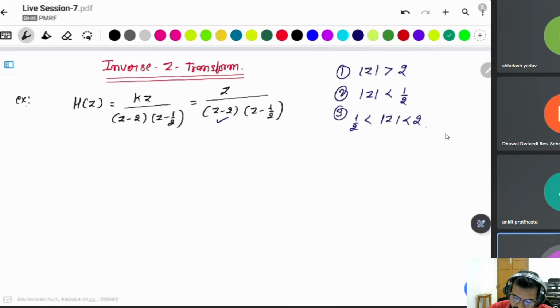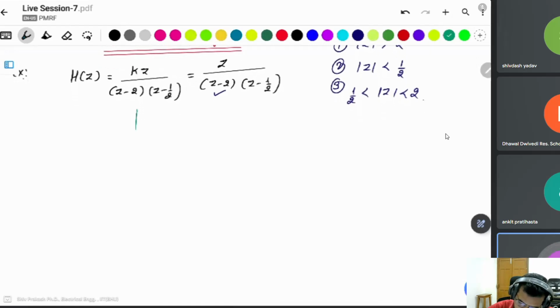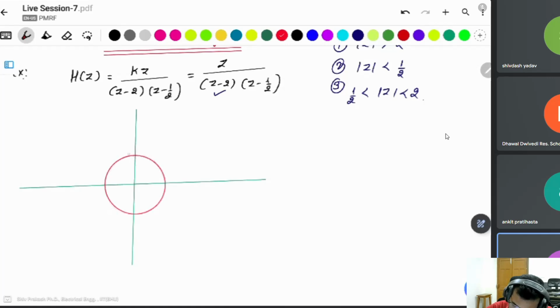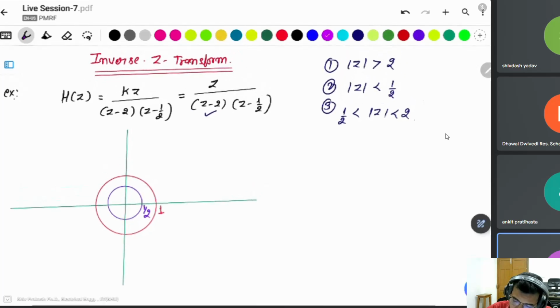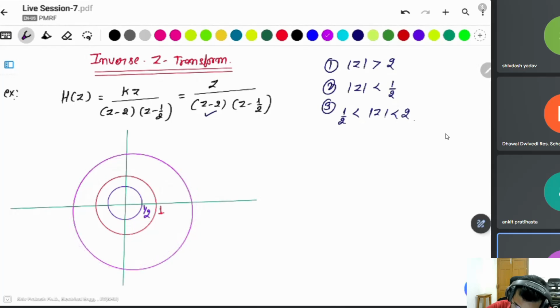Same thing if you want to plot in the Z domain. This is the unit circle. First one is a half radius, and the second one is 2.